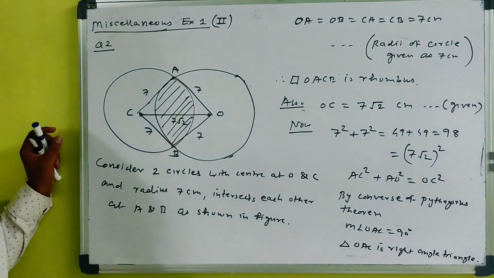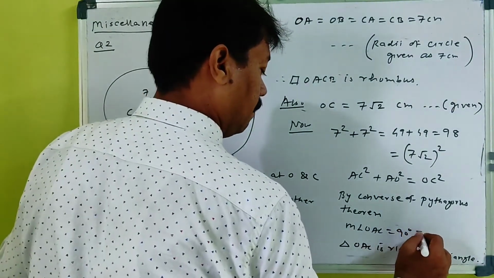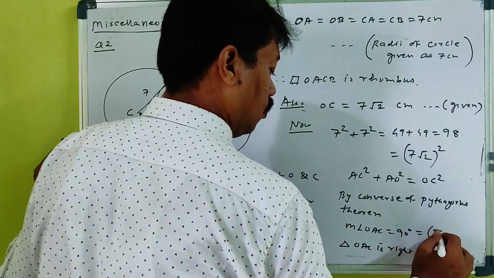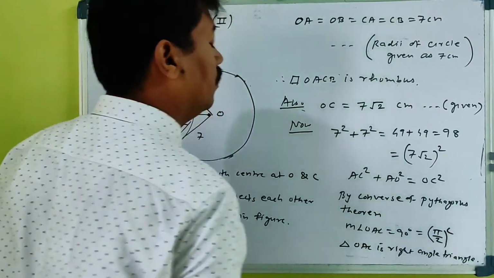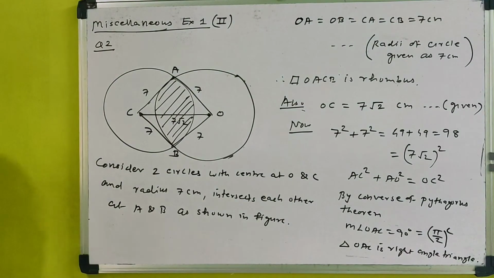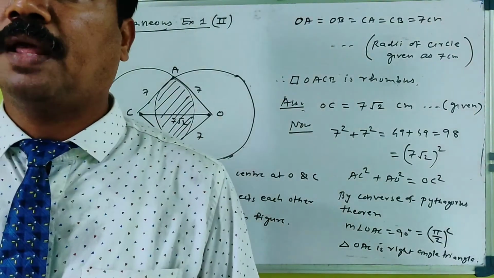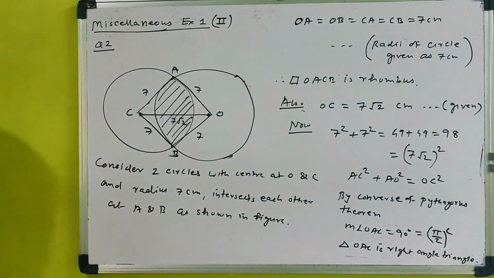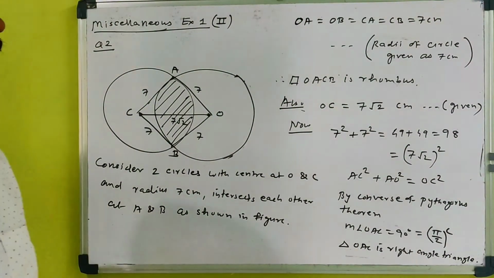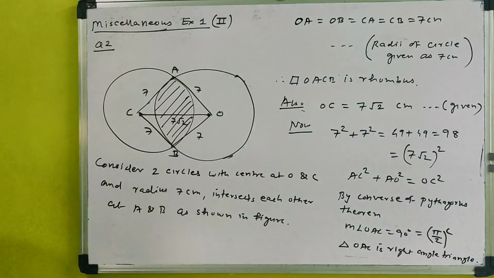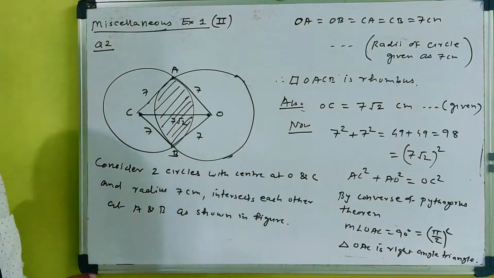That is a right angle triangle. 90 degree is nothing but, if you convert to radian, it is pi by 2 radian. Because the standard angle, we should know the direct radian of this. So 90 degree क्या होता है? Pi by 2 radian हो जाता है. So now we will find area of sector.